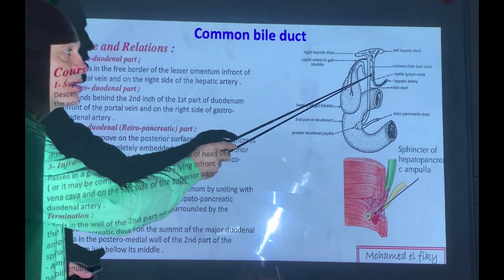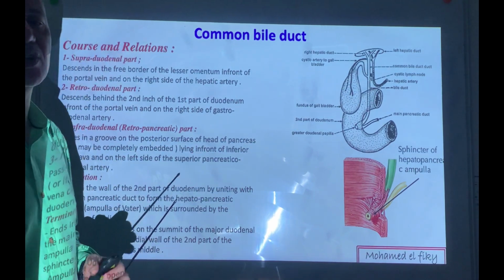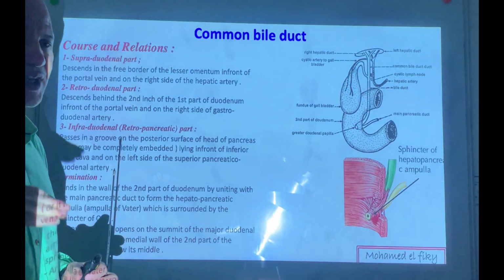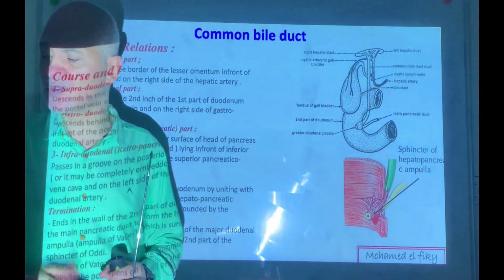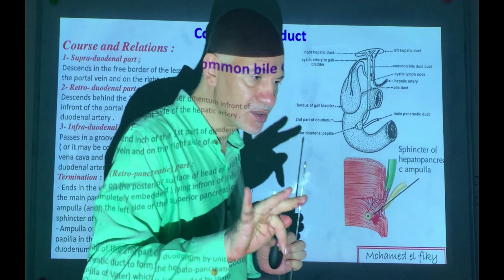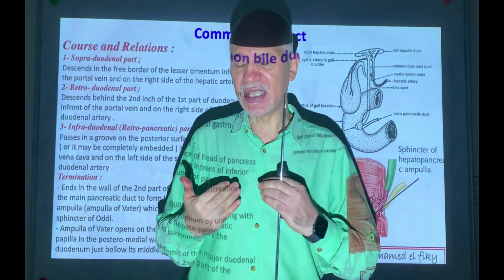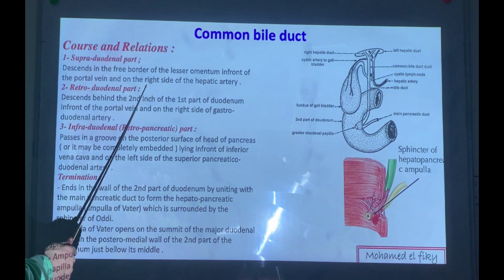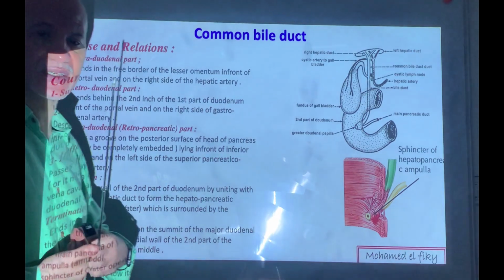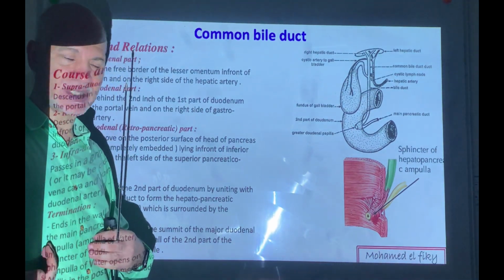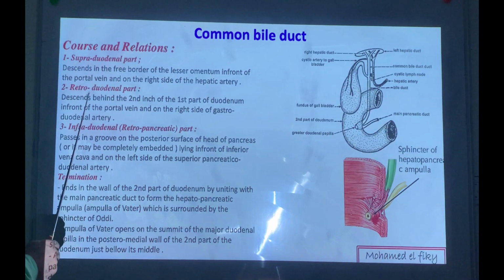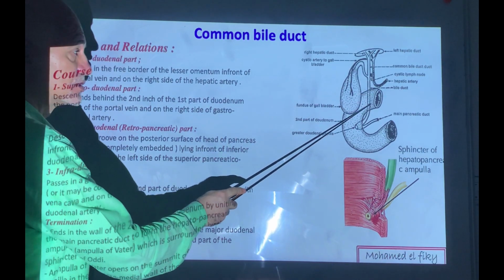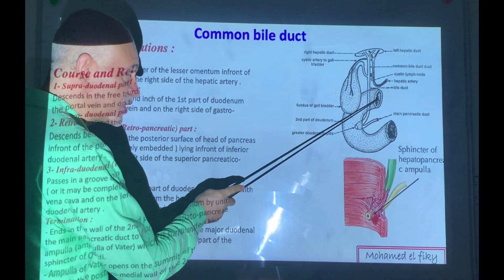The supraduodenal part is present in the free border of the lesser omentum. Remember, the free border of the lesser omentum contains three structures: the portal vein posteriorly, and the hepatic artery and the bile duct anteriorly. The bile duct descends in the free border of the lesser omentum in front of the portal vein and on the right side of the hepatic artery. The retroduodenal part is behind, deep to the first part of the duodenum.